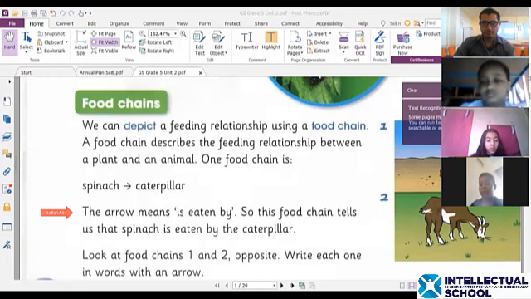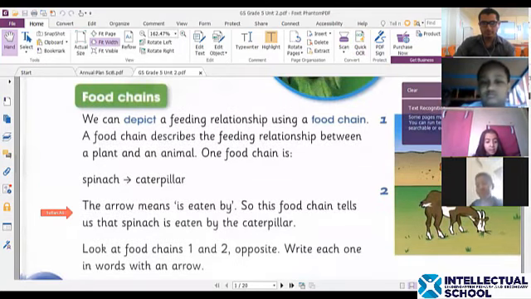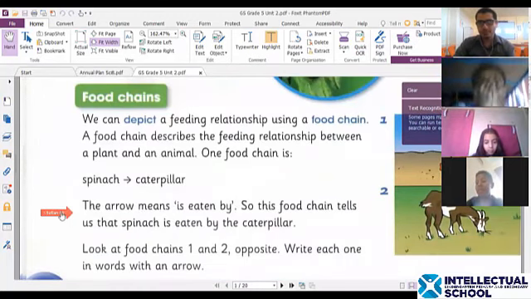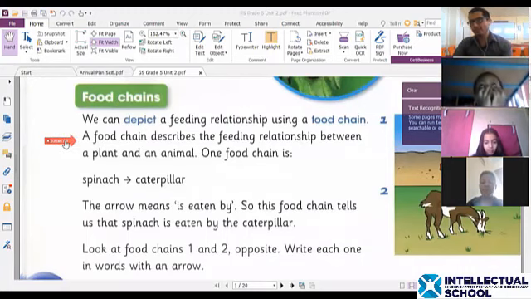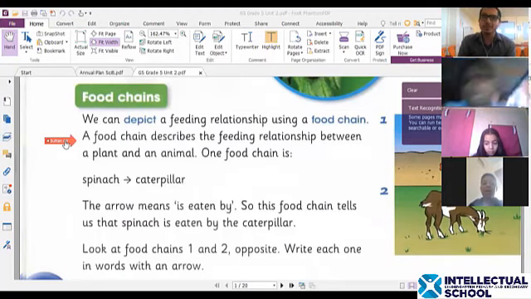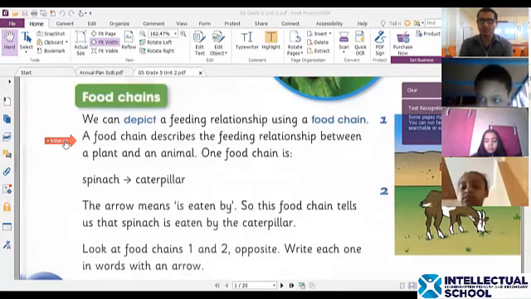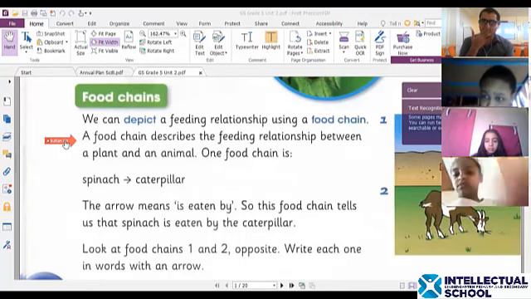Look at the food chains 1 and 2, opposites. Write each one in words and arrows. These are two food chains. Like what we say about food chain, a food chain describes a feeding relationship between an animal and a plant. So animals living in the same environment, same habitat, they are interlinked with one another. They are connected with one another through food chain. So one of the examples here is given.